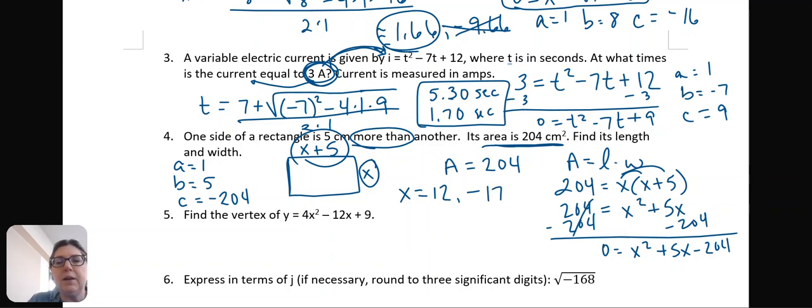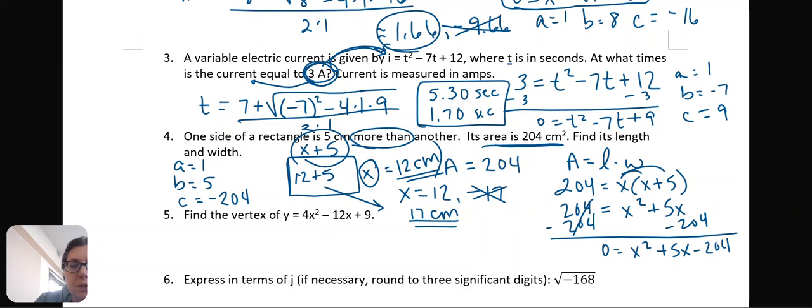So I ended up with a negative amount again, but it's a distance, so I can't have that. So I'm going to throw that away. So that means my x is 12. So this side is 12 right here. And then this is x plus 5, so it's 12 plus 5, which means my other side is 17 centimeters. So it's a 12 centimeter by 17 centimeter rectangle that we need.